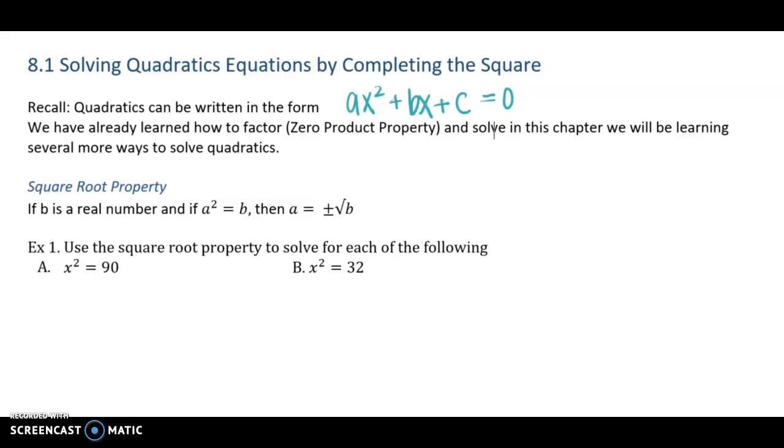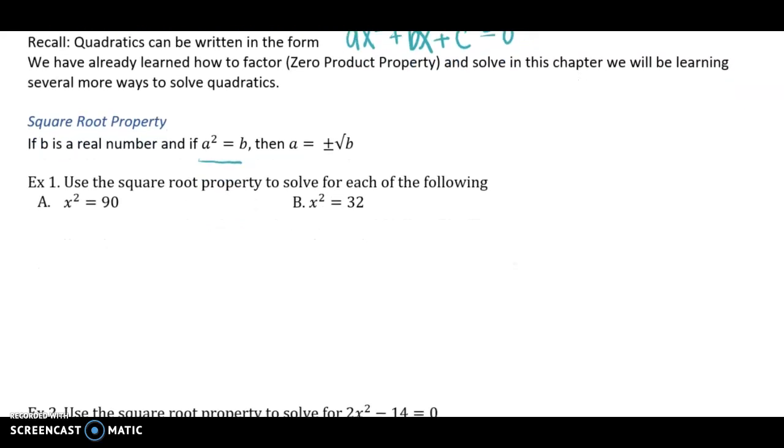One of the first ways to solve is the square root property. That's if b is a real number and a squared is equal to b, so if you have this format, then you can square root both sides and you get a is equal to plus or minus square root of b. So use the square root property to solve each of the following.